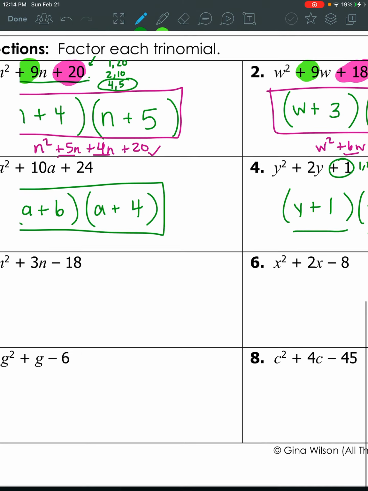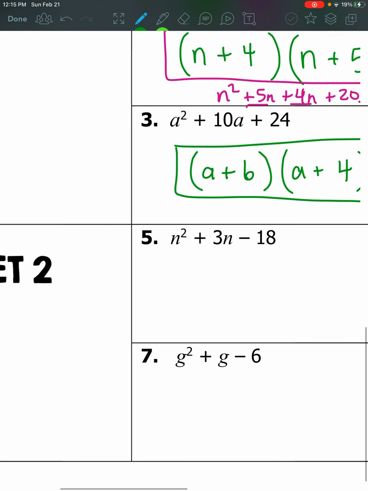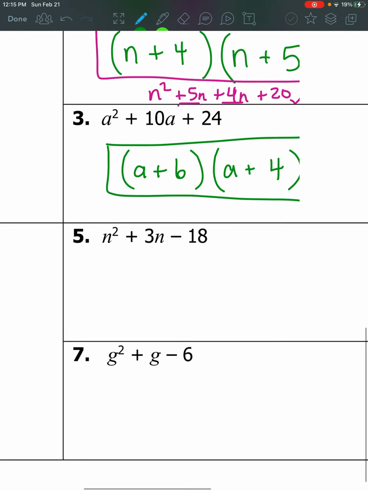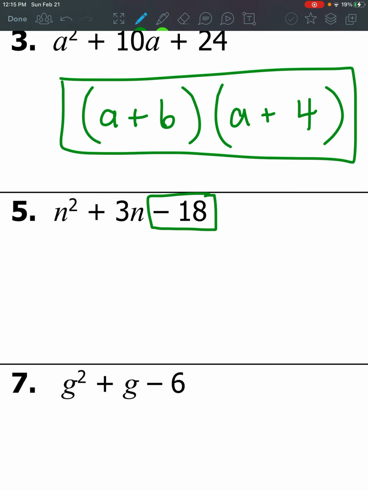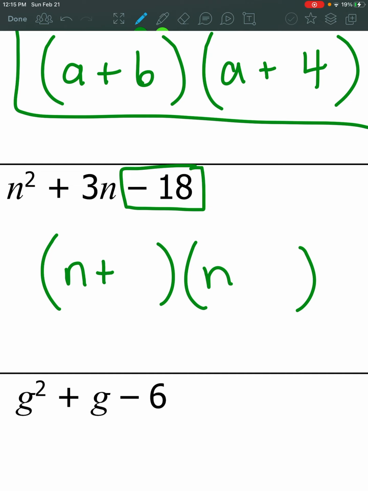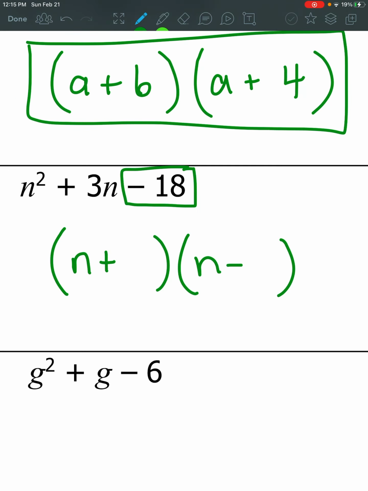All right, next set of questions. So now we have the B term is positive and the C term is negative. So how I start these out is if we know the C term is negative, we know one number has to be positive, one has to be negative. That's the only way we're going to get a negative C term in the end. So we're going to start out the same way. We know both binomials have to start with the variable n. One is going to be plus and one is going to be minus.